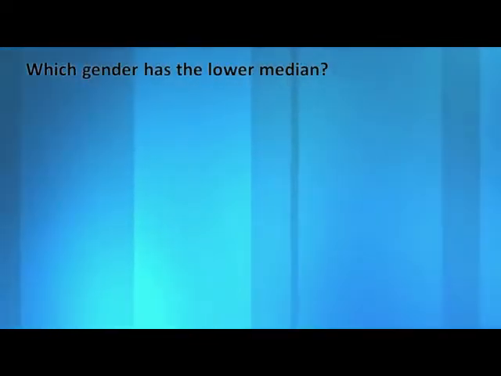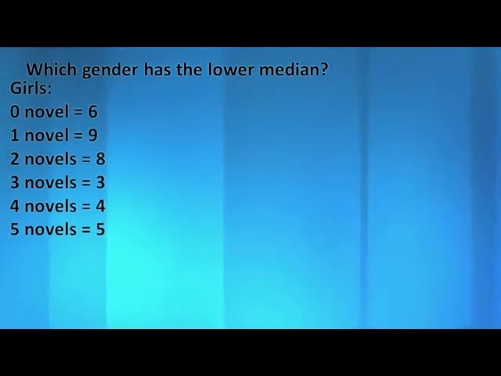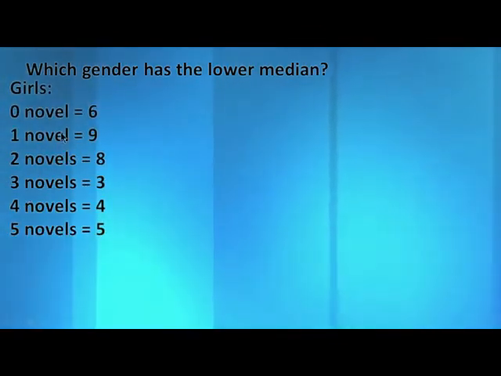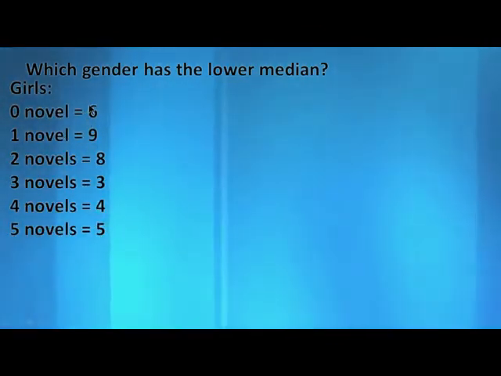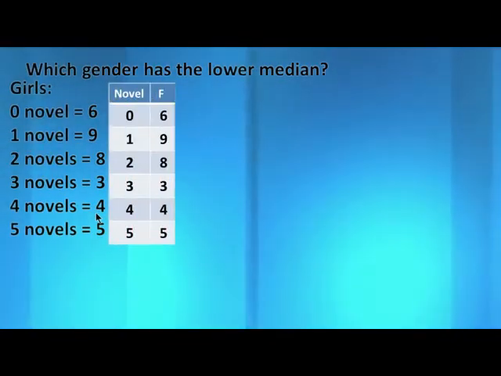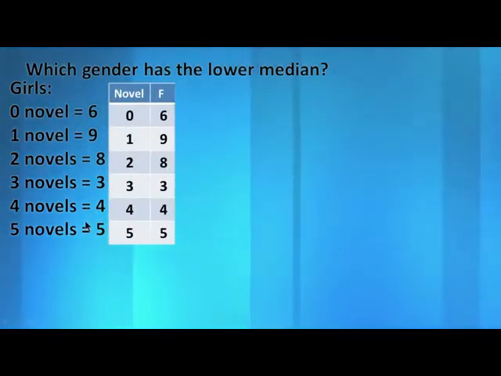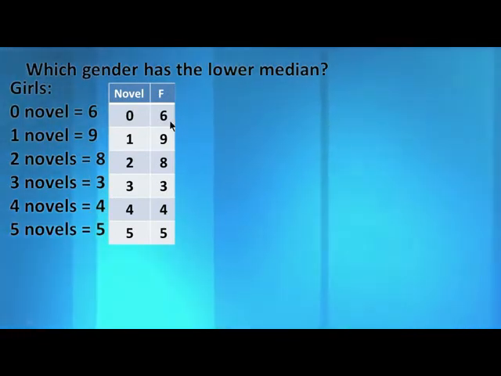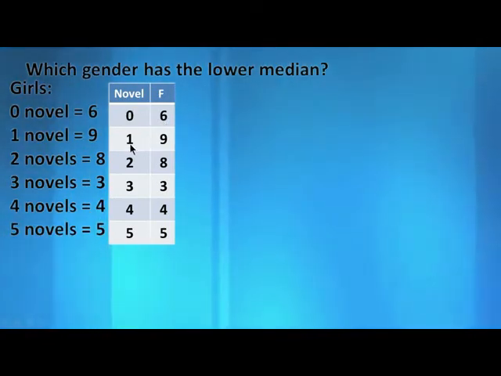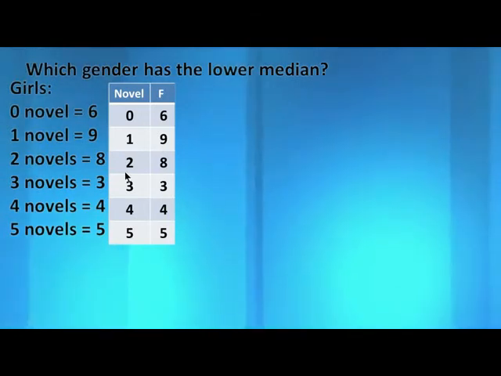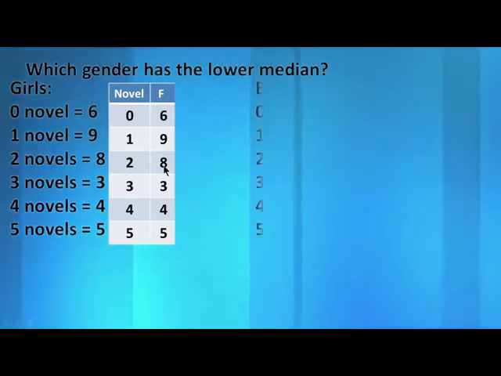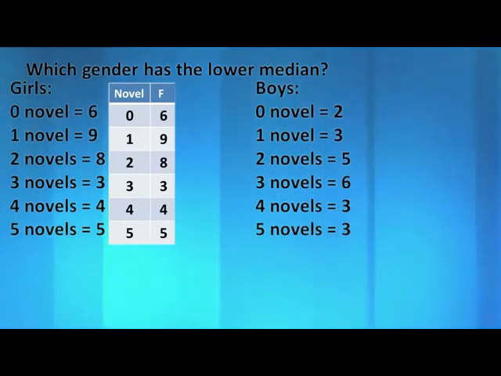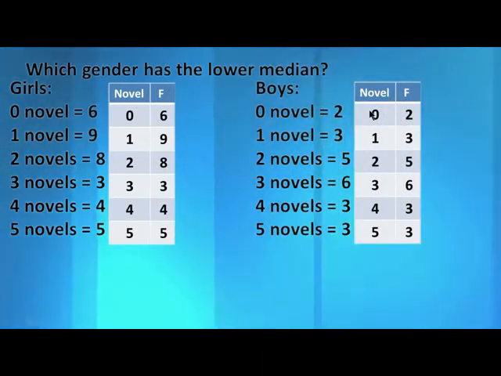Which gender has the lower median? As you can see, this is the list of how many students own the novels. We can represent this in a table. 0 novels, there are 6 girls. 1 novel, there are 9 girls. 2 novels, 8 girls. And you can also represent the boys in a table here.